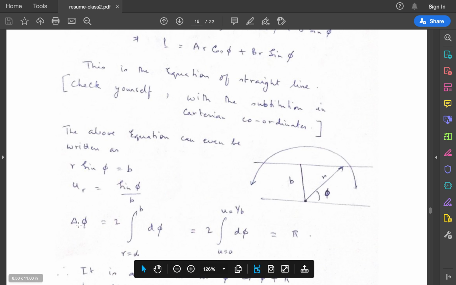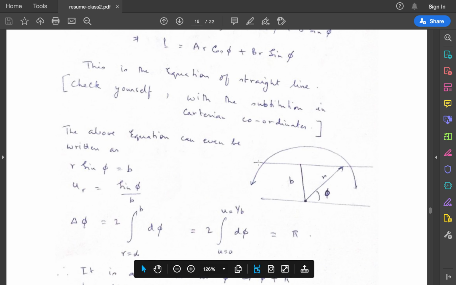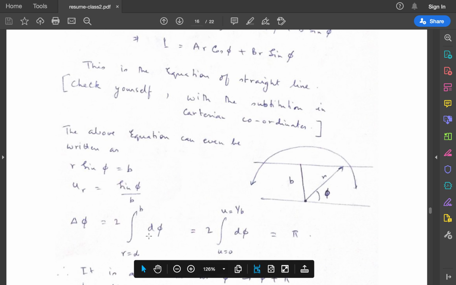And let us find out what the change in phi is as the particle moves from here to there, varying from r equal to plus infinity to r equal to b. Let us say the particle is coming from far away when phi equals 0, and it is coming here. This is the distance of closest approach. So what is that change in phi?